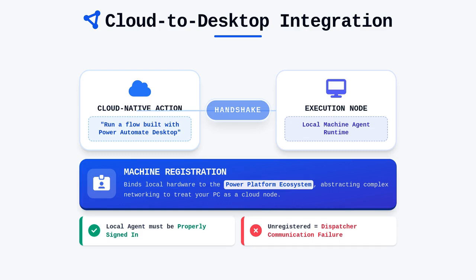This connection relies heavily on the machine registration process, which binds a local device to your environment within the broader Power Platform ecosystem. By abstracting the complexities of networking, this action allows the cloud to treat your local machine as an execution node. You must ensure that your local agent is properly signed in and that the machine appears as valid within the cloud portal. Without this registration, the cloud dispatcher cannot locate or communicate with your local automation runtime.